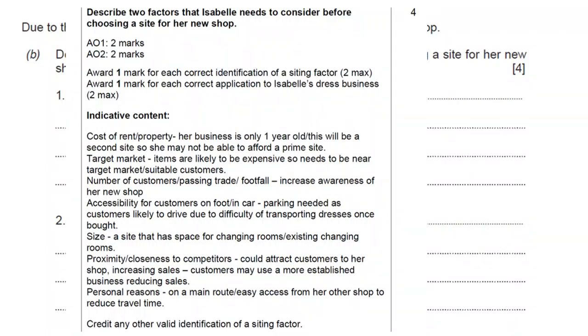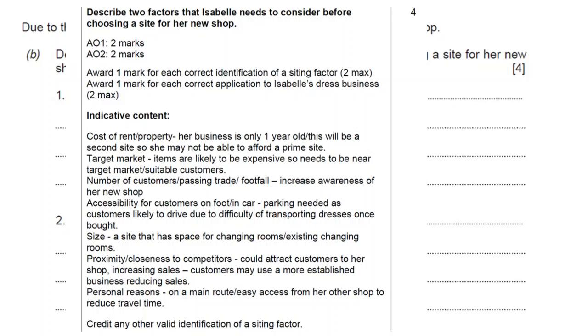Accessibility for customers on foot, in car parks, car parking needed. Now, as we said, it's likely to be difficult to transport a wedding dress, and it's likely to be difficult to transport a prom dress because they're very, very big dresses. So most people are going to want to pick up a wedding dress or a prom dress in a car. So they're going to need some car parking, so that's going to need to be thought about. It could be that the size of the site, so is there room for changing rooms?